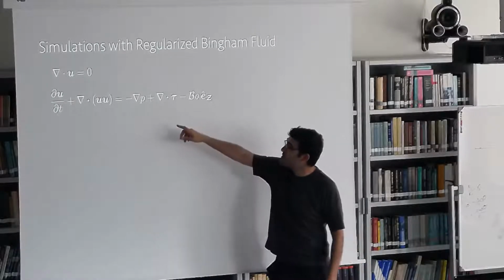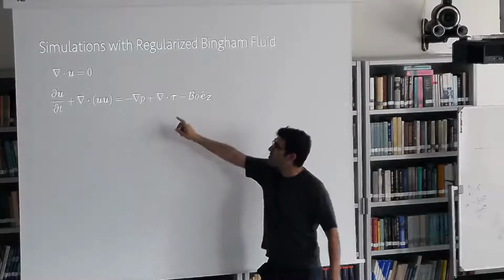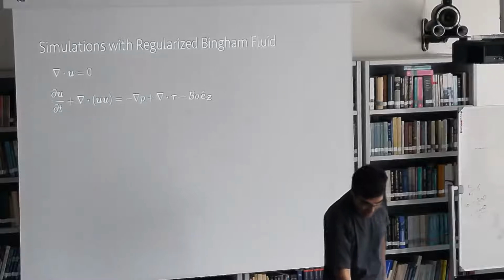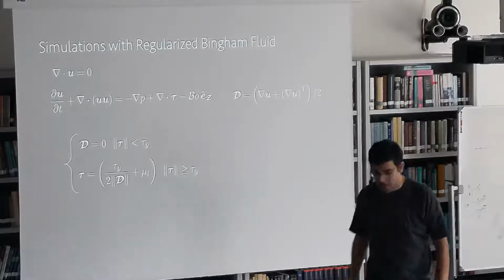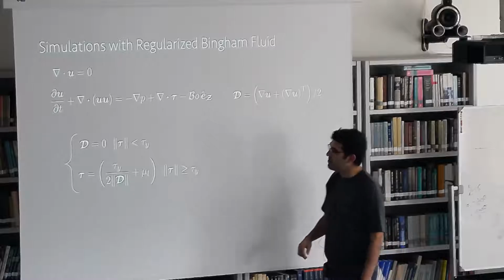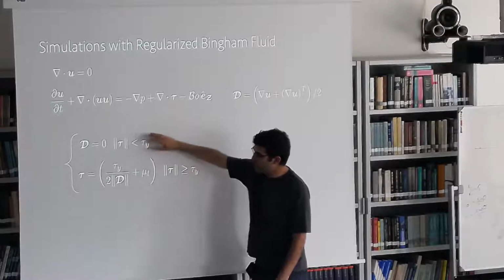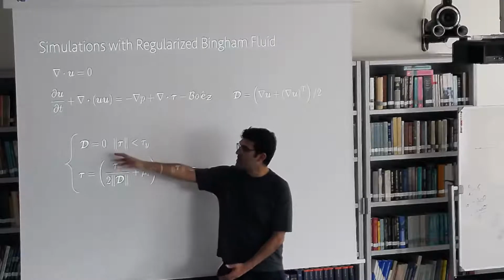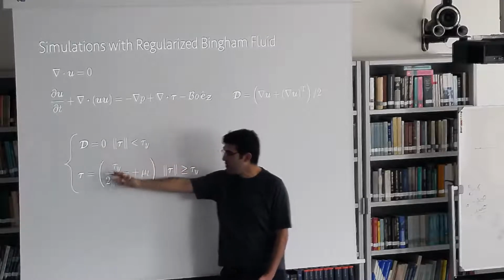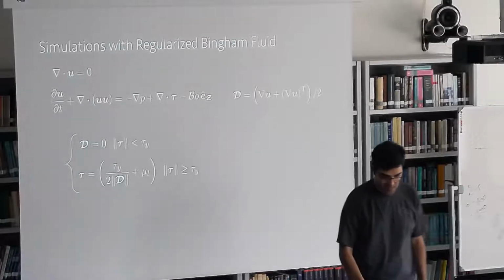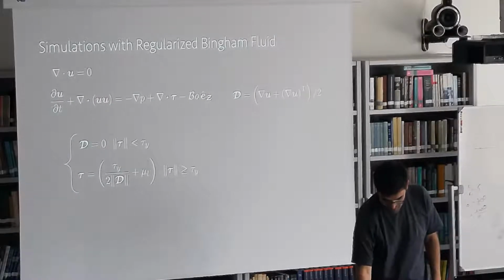Basically, all you need to do is this: that's the continuity equation, that's the momentum balance. You need to play with tau here, your stress tensor, and the way we do it, D is the deformation rate tensor. We do basically the same thing that I told you before. If the stress is below the yield stress, the deformation should be 0, and above that, it must deform the fluid with a plastic viscosity and the contribution of the yield stress.